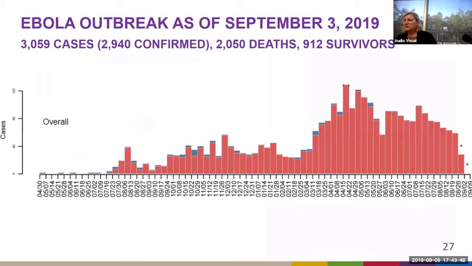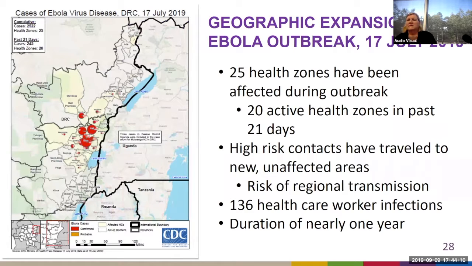So this is looking at up to epidemiology week 35 in September, to date, of where we are with the Ebola outbreak. And as I mentioned, there are over 3,059 cases, over 2,000 deaths, and 912 survivors. And you see the epi curve here of where the cases have been occurring by epi week. We have seen now the continued spread. So people are moving. We saw people going from Beni into Goma, and now moving further into Mwenga and potentially into Kisangani. But we have seen 25 health zones affected by this outbreak, and in the last 21 days, there have been 20 active health zones.